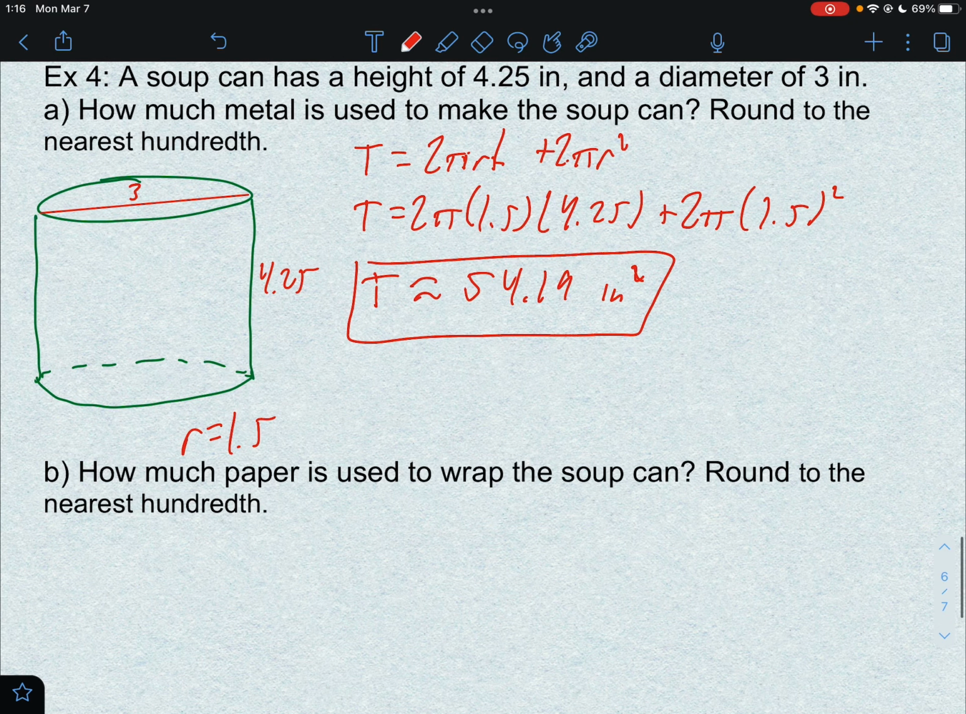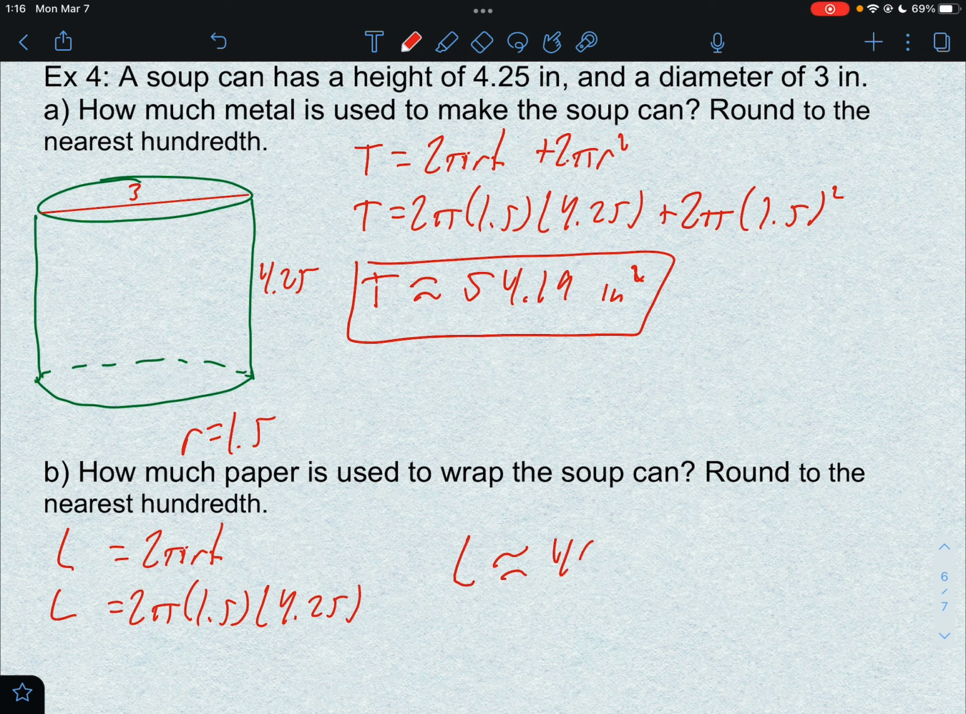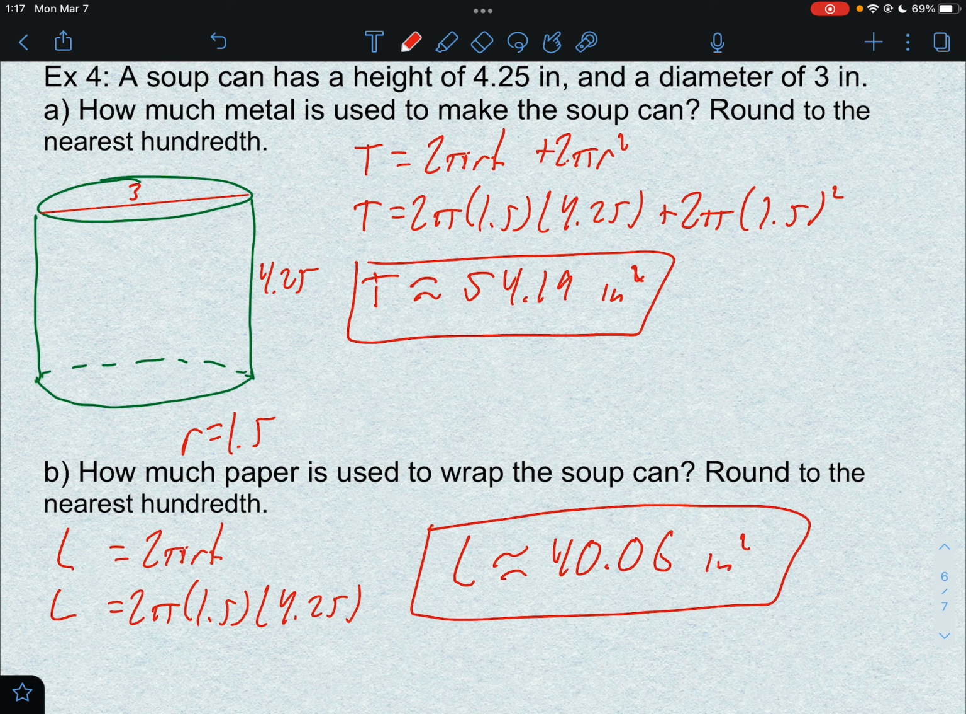Question B says how much paper is used to wrap the soup can. For the paper, that's just the lateral area. So that is just going to be this part right here. Of course, we're going to change T to L. And that's going to go into our calculators to round to the nearest hundredth. And that would be 40.06 square inches. So there's 54 square inches of metal in a soup can wrapped by a 40.06 square inch piece of paper.